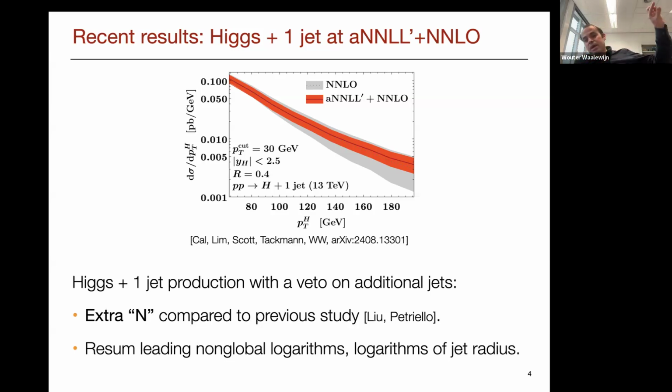Basically the gray band is what you could already do before with the next-to-leading order calculation. Adding in our resummation, you get the red prediction. You can see that, particularly if you go to larger values of the Higgs pT, this reduces the uncertainty by up to a factor of 2, or maybe even a little bit more. To put it in the context of what had been done before, we added an extra N for this resummation. Before it was NLL. We also worried about the non-global logarithms of the jet radius, and we addressed these things. So this is one example of something that I've done.